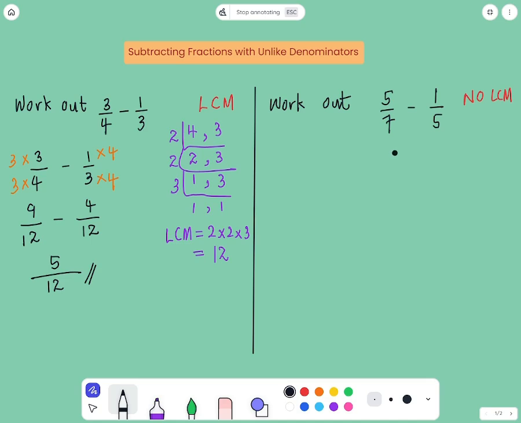Next example, 5 over 7 subtract 1 over 5. For this one, I'm not going to use LCM. So I'm going to write the fractions again. 5 over 7 subtract 1 over 5, and I'm going to multiply one fraction, denominator and numerator both, by the other fraction's denominator.